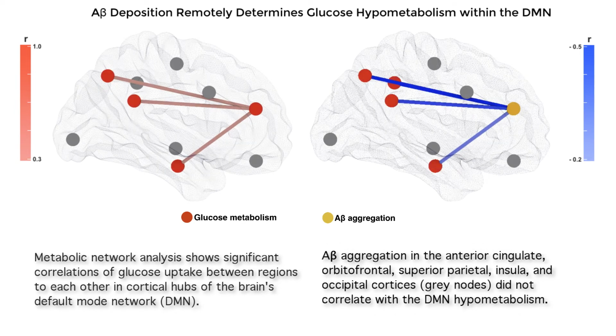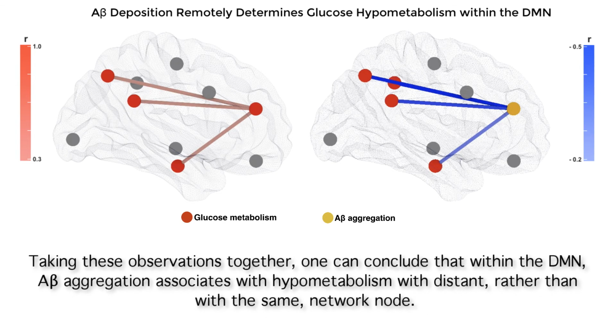It's important to mention that amyloid beta aggregation in the anterior cingulate, orbitofrontal, superior parietal, insula, and occipital cortices, shown as gray nodes, did not correlate with the default mode network hypometabolism. Taking these observations together, one can conclude that within the default mode network, amyloid beta aggregation associates with hypometabolism with distant rather than the same network node.